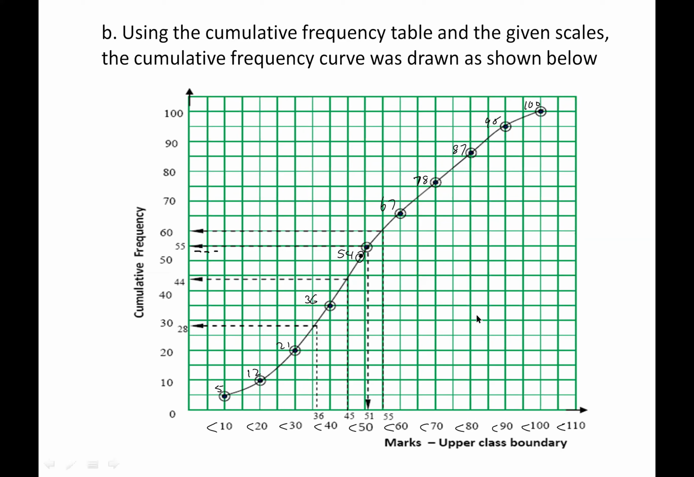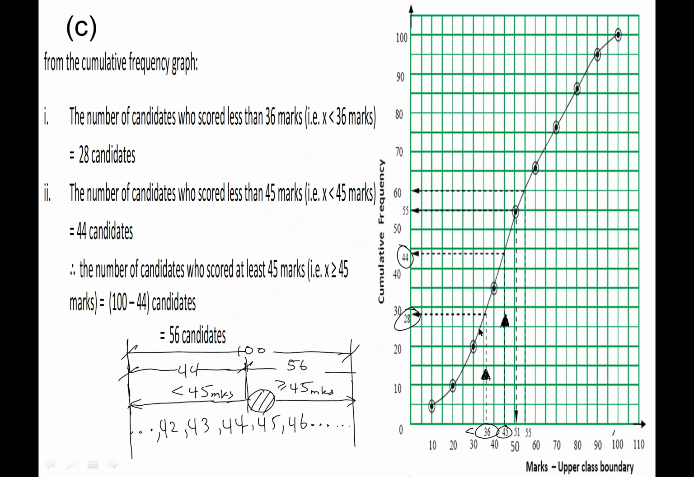Once you have that, you could start to go and answer the questions. We're going to start to answer those questions. So they say from the cumulative frequency curve, you want to get some answers. What was the question? The first question there was, represent the data given using the cumulative frequency table, then the frequency curve, we did that, and use your curve to estimate the number of candidates who scored less than 36 marks.